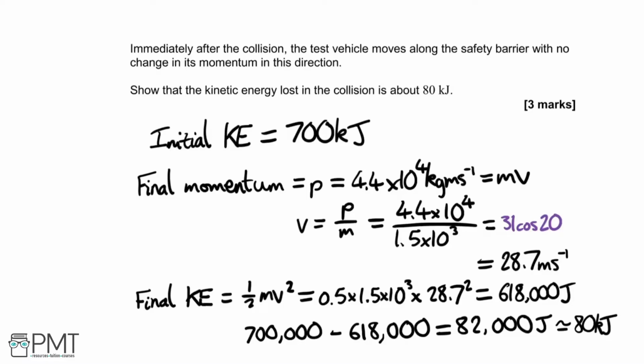So for this question, you'll get a mark for correctly calculating the velocity in the direction of the barrier. You'll get a mark for calculating the final kinetic energy, and then you'll get a mark for correctly subtracting the final kinetic energy from the initial kinetic energy to find the change. So 3 marks there.